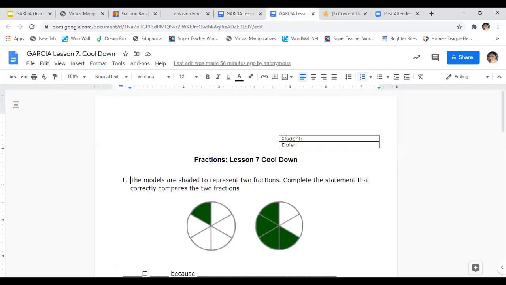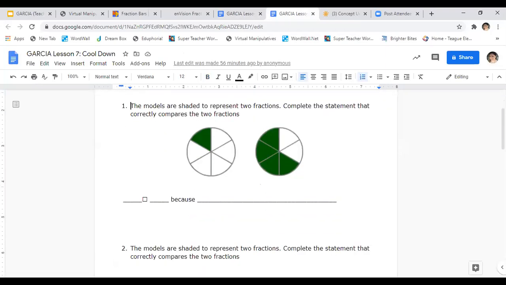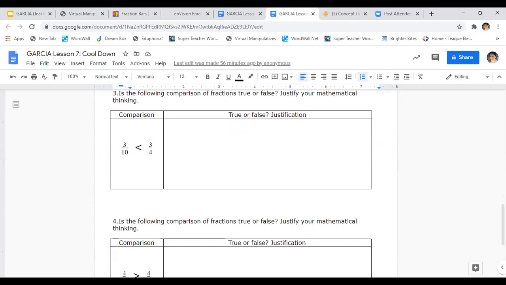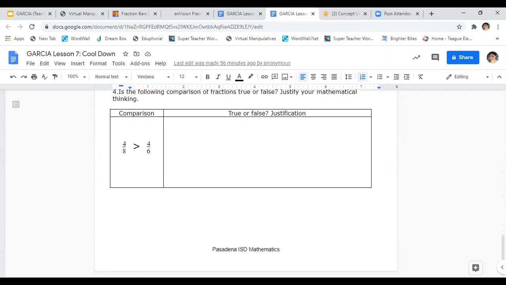For the last part, you're going to be doing a cool down. Your cool down is going to have your pictorials already, so you don't need the fraction bars, okay? And here is where you write your fractions. You've got to be practicing those fractions. That fraction game is really good for practicing fractions. The models are shaded to represent two fractions. So you write the first fraction here, second fraction here. In the middle, you have to write this comparison symbol. Is it greater than, less than, or equal to? And tell me why. Same thing here. And then right here, you're going to tell if it's true or false. You will have to use your fraction bars for this one and for this one as well.